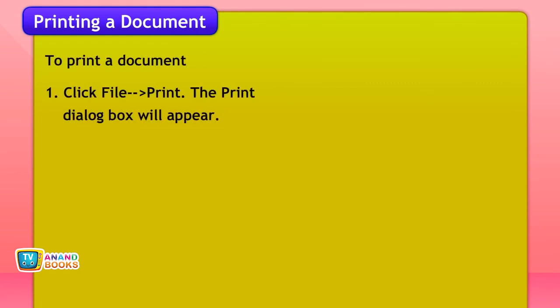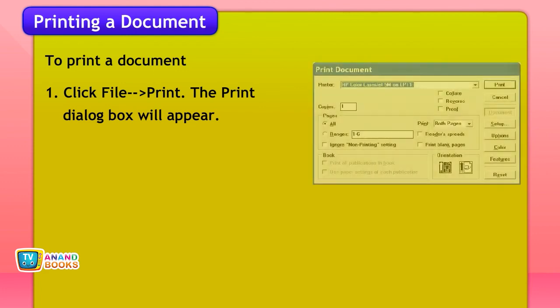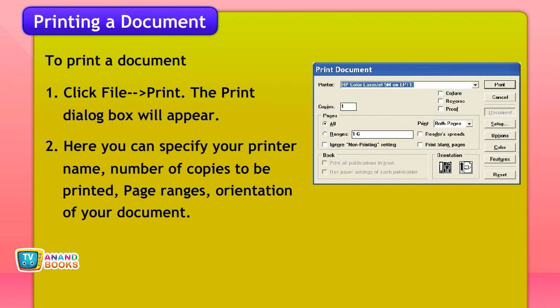Printing a document. To print a document: 1. Click File, Print. The Print dialog box will appear. 2. Here you can specify your printer name, number of copies to be printed, page ranges, and orientation of your document.